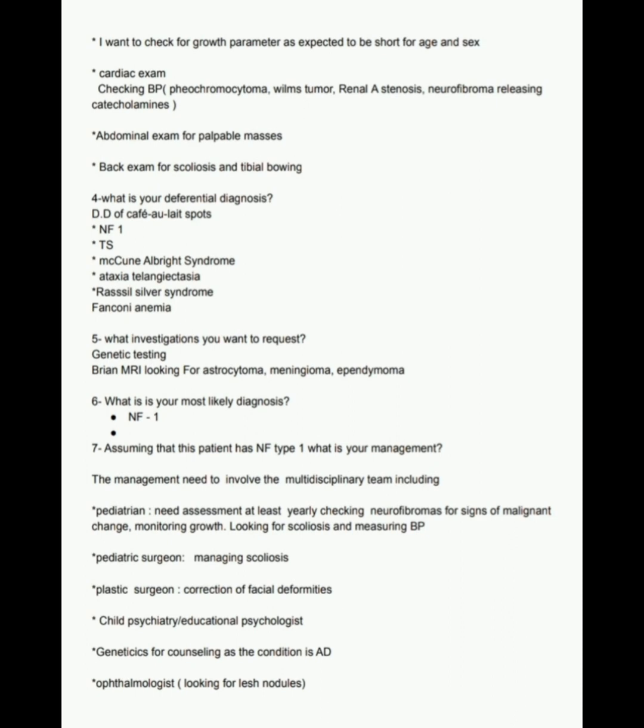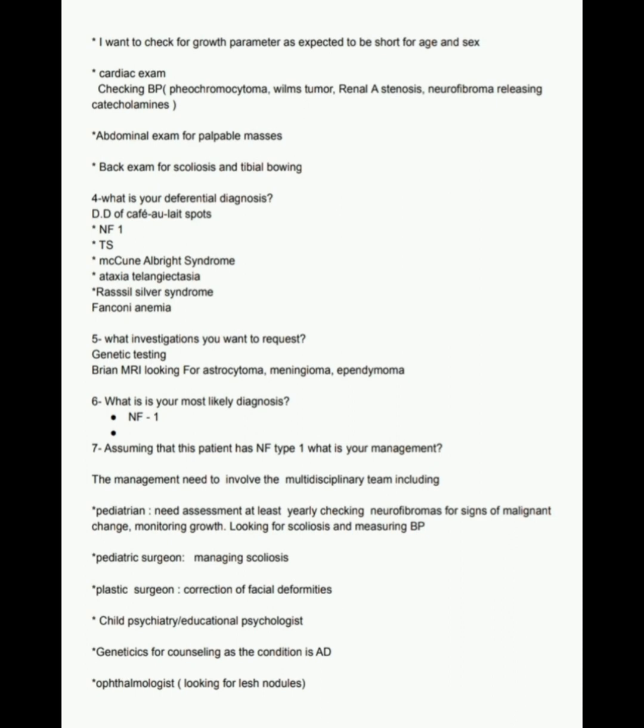What investigation do you want to request in this patient? Suppose it is a neurofibromatosis patient, you would like to do genetic testing and brain MRI looking for astrocytoma, meningioma and ependymoma. What is your most likely diagnosis here? The most probable diagnosis here is neurofibromatosis type 1. So assuming this is a patient with neurofibromatosis type 1, what is your management?